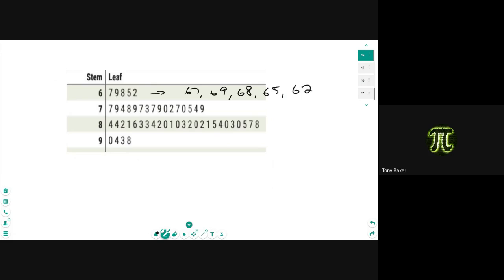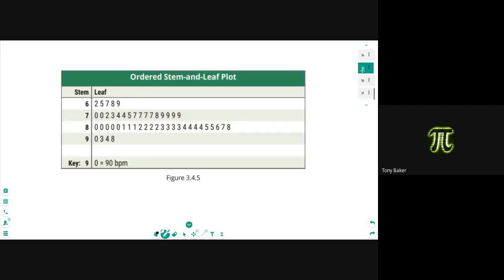Normally a stem and leaf plot, once you put it there, should be in order. Okay. So the top one should not be listed like that. It should be listed as 6 and then 2, 5, 7, 8, and 9, in order. It doesn't have to be, but it should be. Okay. So there's the ordered stem and leaf plot, just basically putting them all in order.